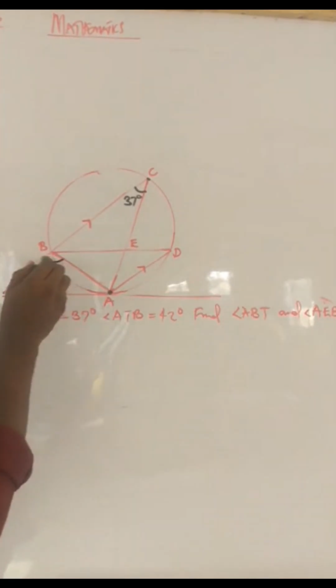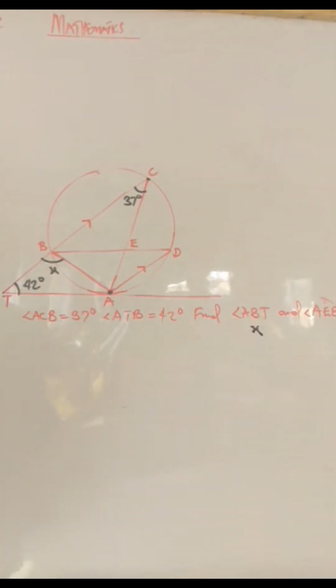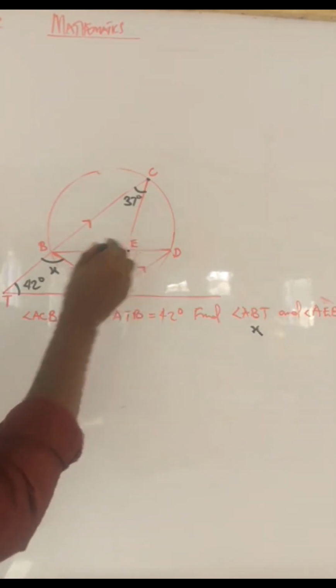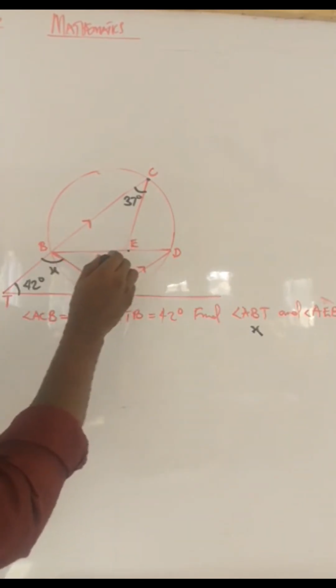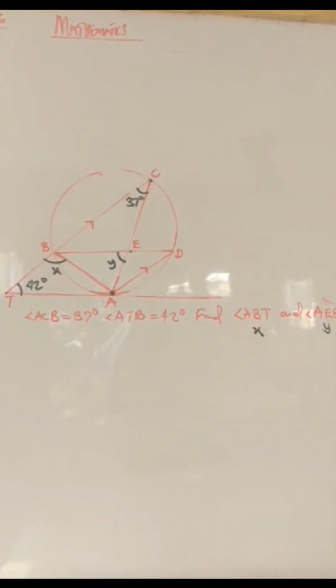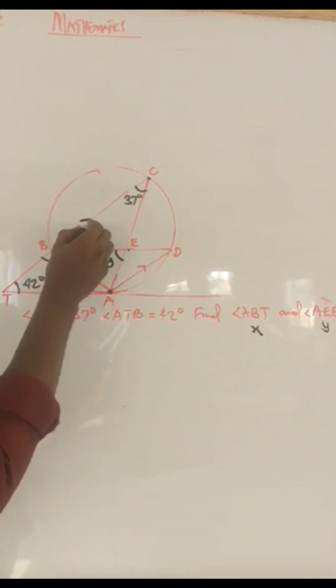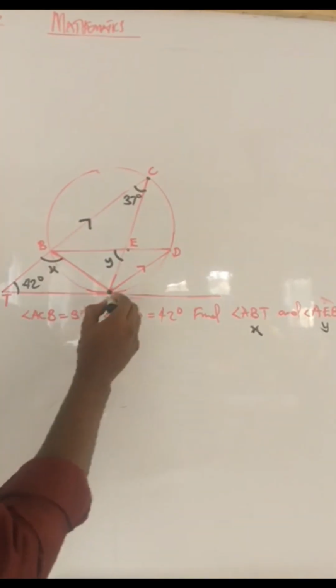ABT, this whole angle here, let's call it X. Let ABT be X. And angle AEB, where is AEB? This angle, let's call it Y. So we are looking for what? We have to analyze the diagram first before you can solve. When you observe, you notice that we have a triangle on this line TC and line AD.